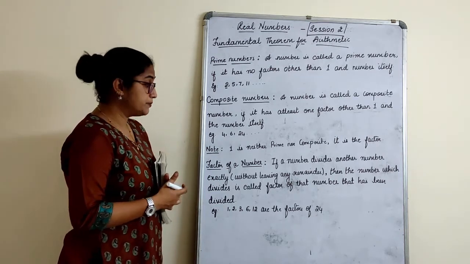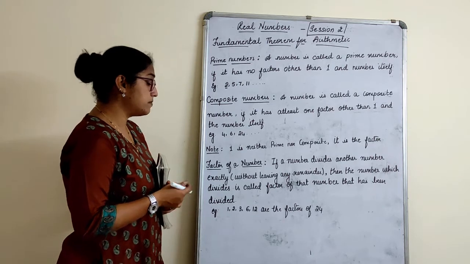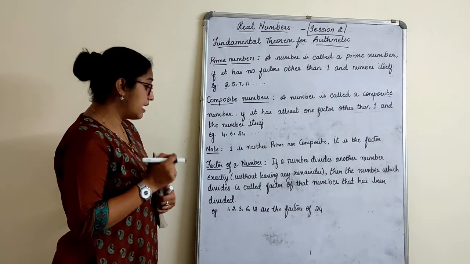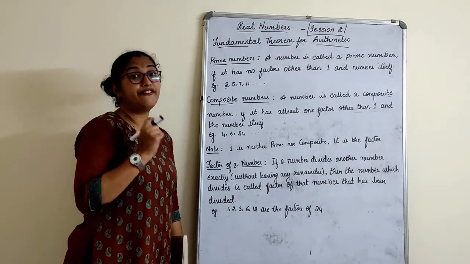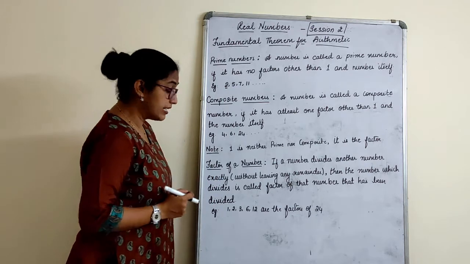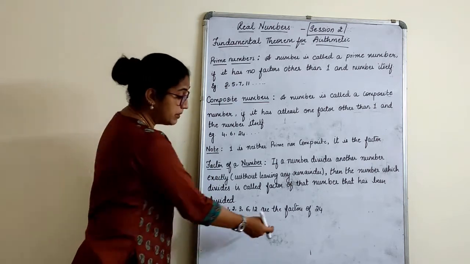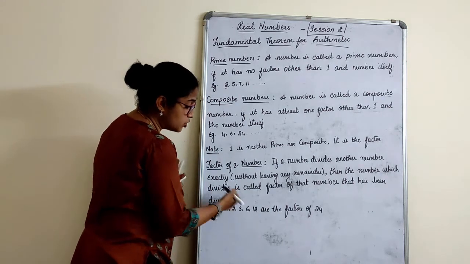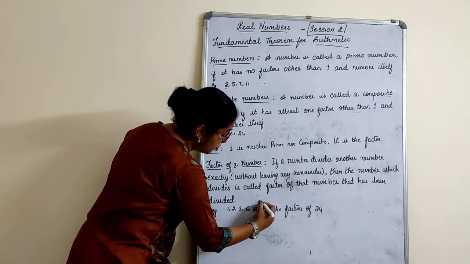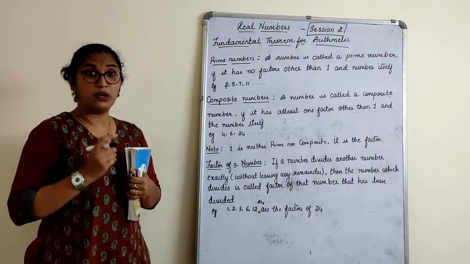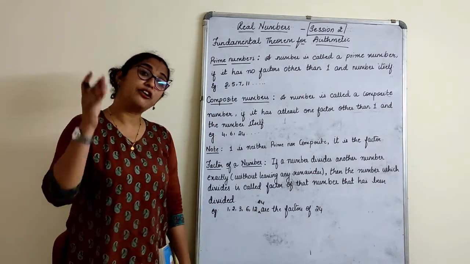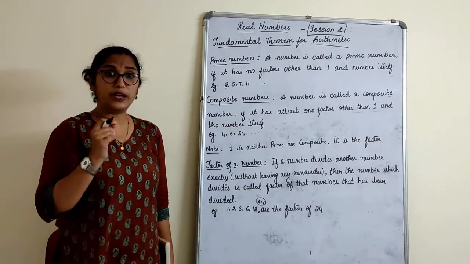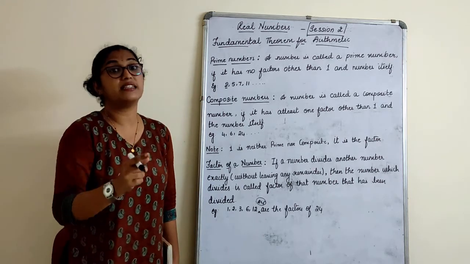Factor of a number: if a number divides another number exactly without leaving any remainder, then the number which divides is called a factor of the number that has been divided. For example, if I want to write the factors of 24: 1, 2, 3, 6, 12, and 24 are the factors of 24. That means 1 is a factor of every number and the number itself is a factor of that. So the lowest factor is 1 and the highest factor is the number itself.